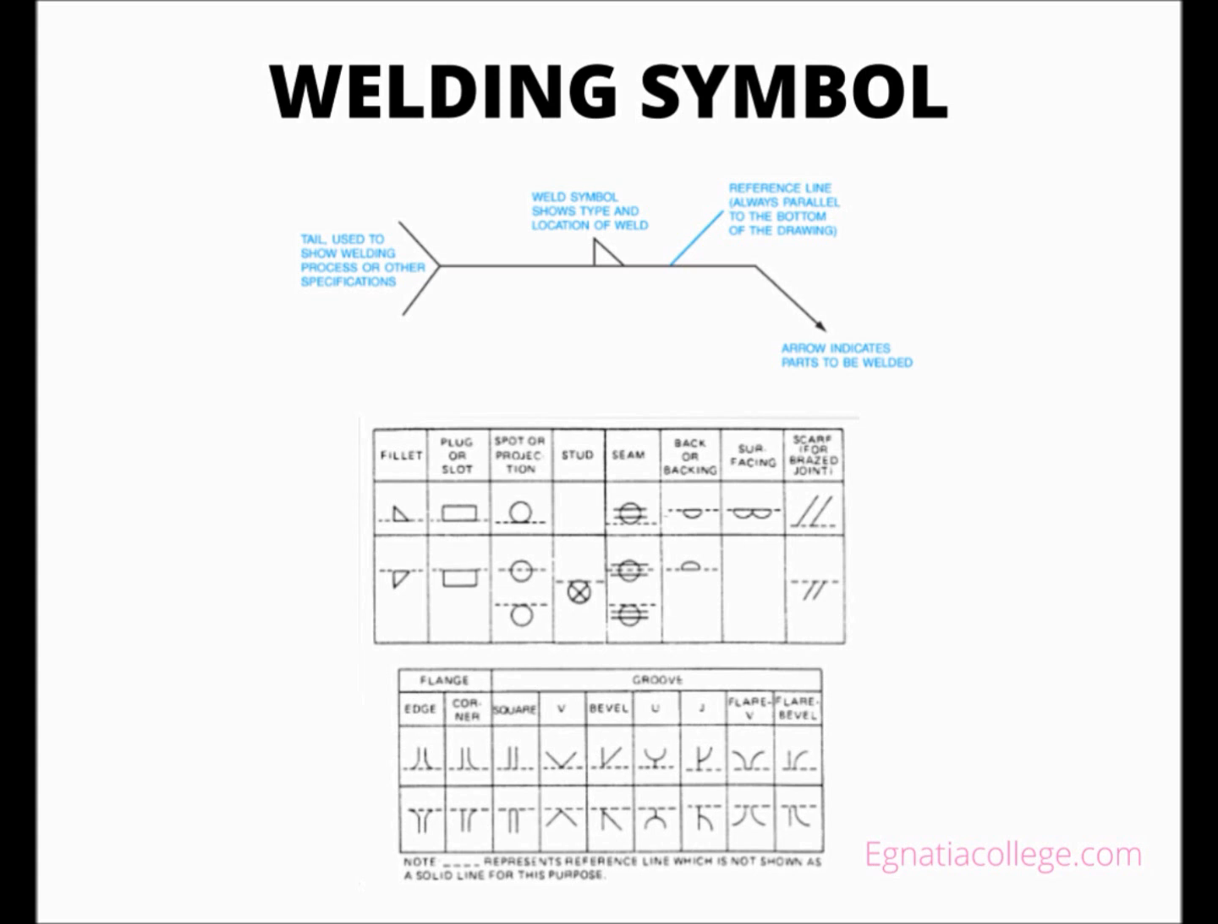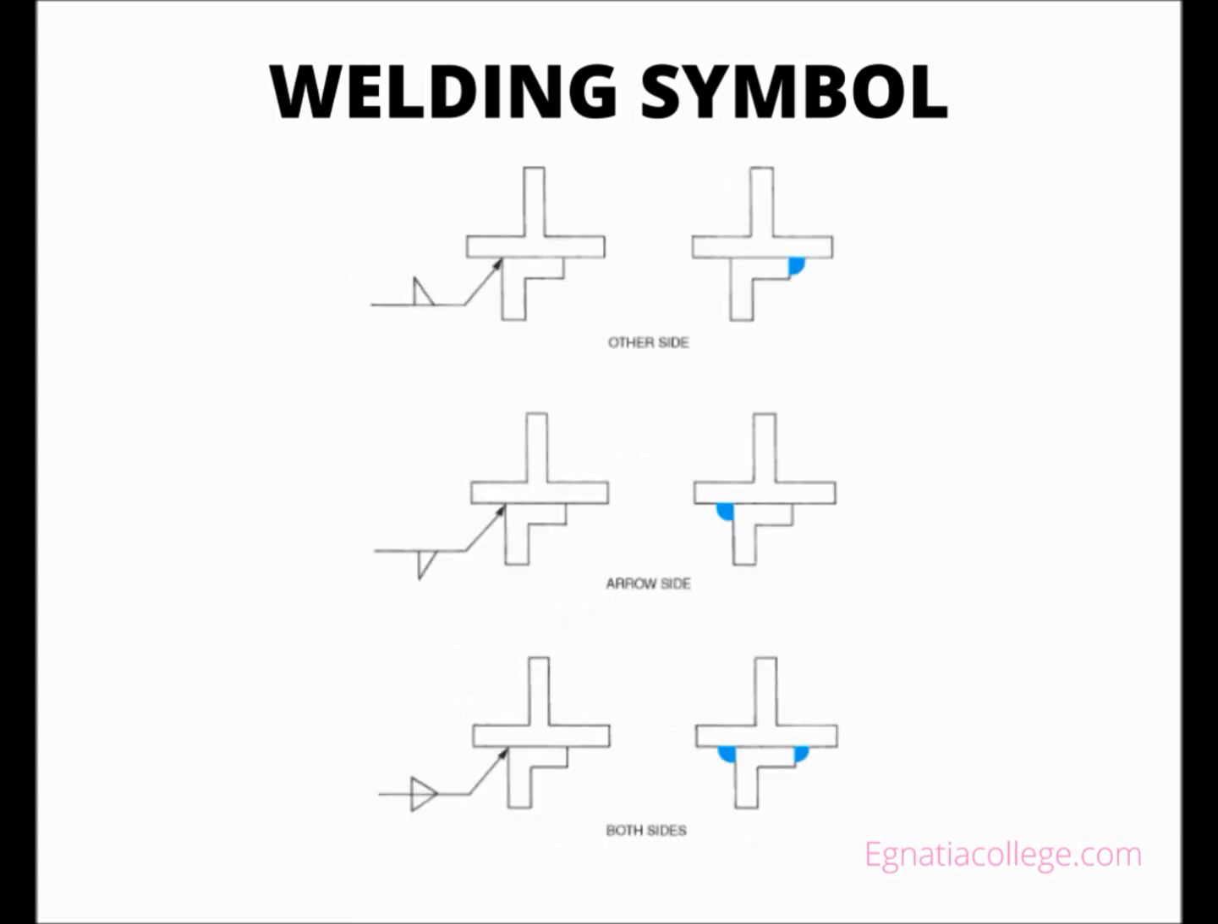The type of weld used most often in structural steel for construction is called a fillet weld and is indicated by a triangle. Other types of welds include plug welds, groove welds, and butt welds. The reference line is always drawn parallel to the bottom edge of the drawing. The lower side of the reference line is called the arrow side. Any information, such as the type of weld, that is shown below the reference line applies to the side of the assembly to which the arrow points.